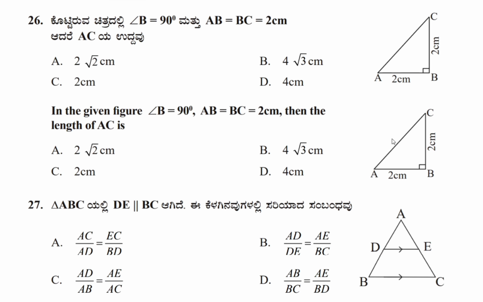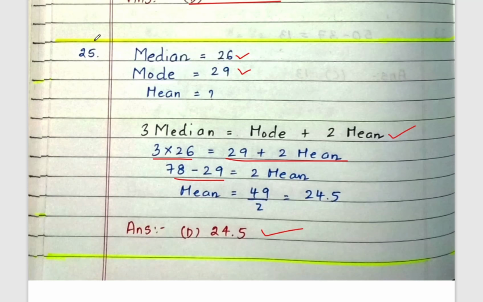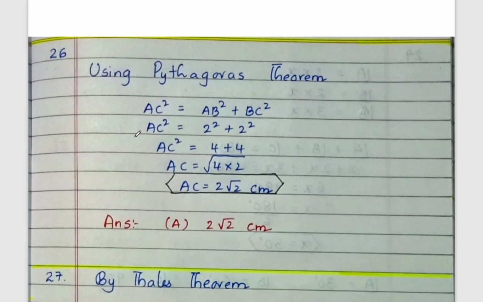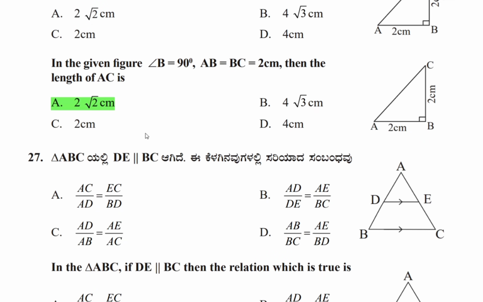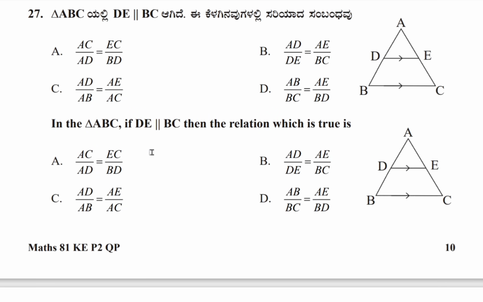In the given figure, angle B equals 90 degrees, AB equals BC equals 2 cm. We need to find out the length AC by using the Pythagoras theorem. The square of the hypotenuse is equal to the sum of squares of the other two sides. Therefore, AC square equals AB square plus BC square. AC square equals 2 square plus 2 square. We get AC square equals 4 plus 4, so AC is 2 root 2 units. Therefore, the correct answer is option A, 2 root 2 units.